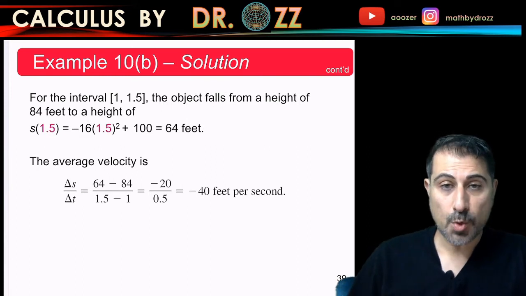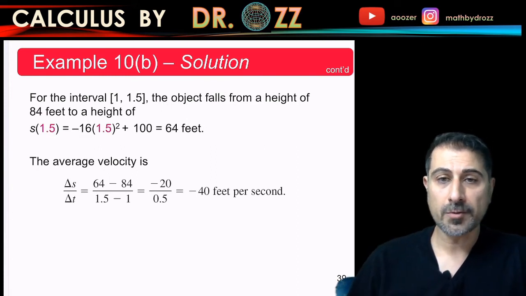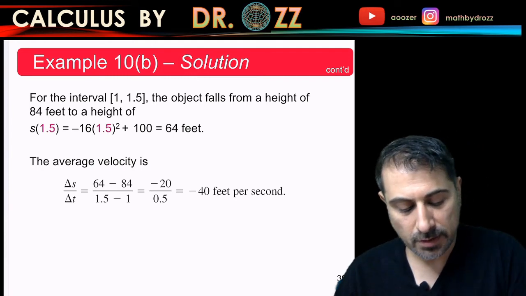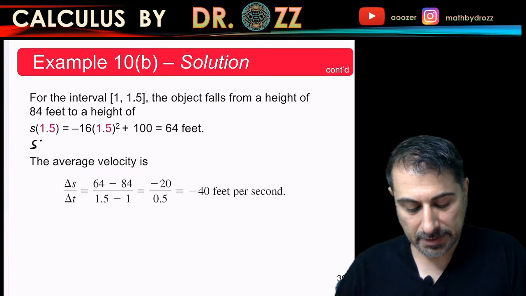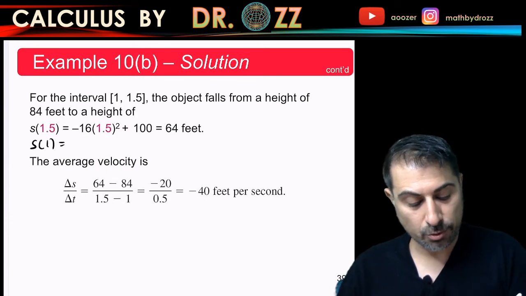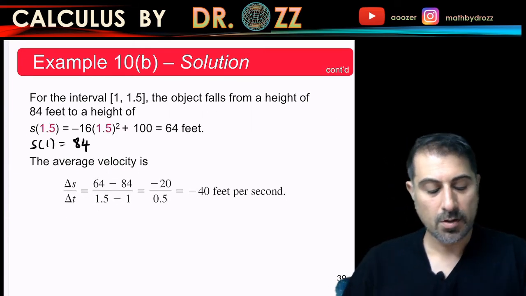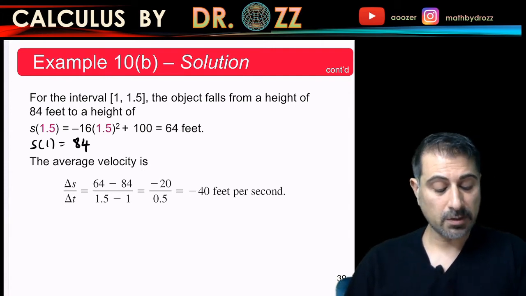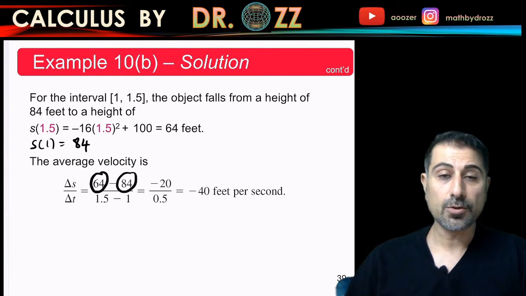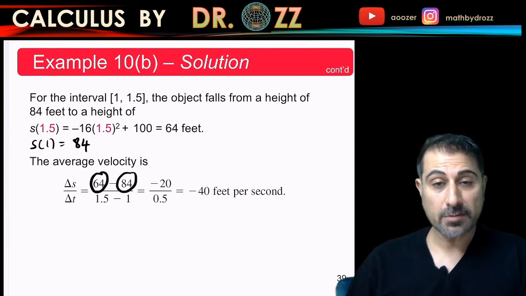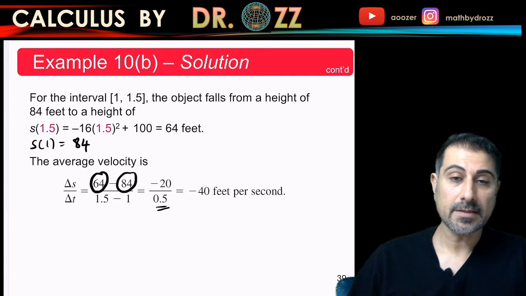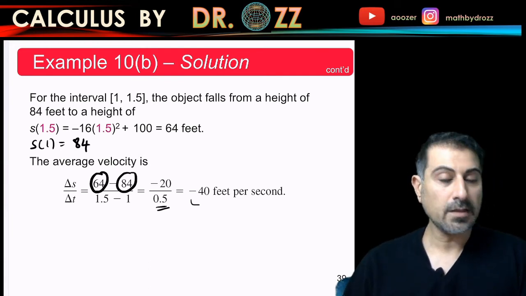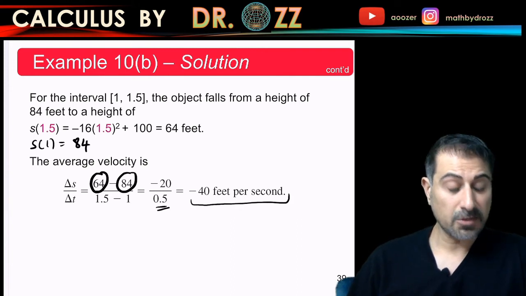For the time interval 1 and 1.5, we're doing the same thing. We're looking at s of 1.5. s of 1 was already calculated as 84. So the average velocity is the total distance traveled, 64 minus 84, divided by the total time traveled, which is 0.5 seconds. If you do the division, the average velocity is exactly equal to negative 40 feet per second.